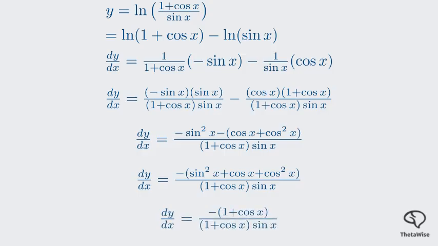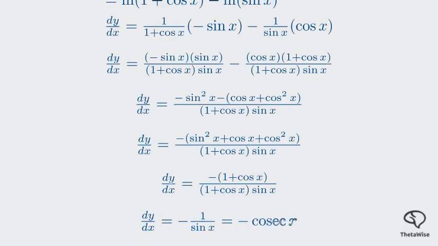Now, just like in the first method, we can cancel the term 1 plus cosine x from the numerator and denominator. The result is negative 1 over sine x, which is negative cosecant x. As you can see, both methods give the same correct answer, but using logarithm laws can often be a much more efficient path. Now let's look at another example.